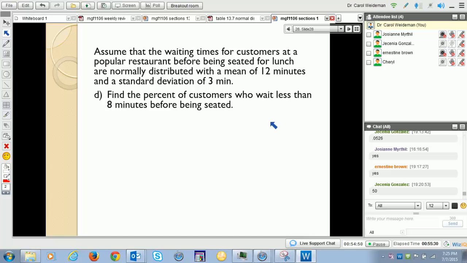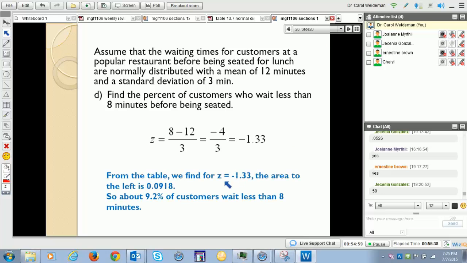And find the percent of customers who wait less than 8 minutes. Find the z-score. And you're going to look up in the table for z equal negative 1.33. The area to the left is 0.0918. So about 9.2% of the customers wait less than 8 minutes.